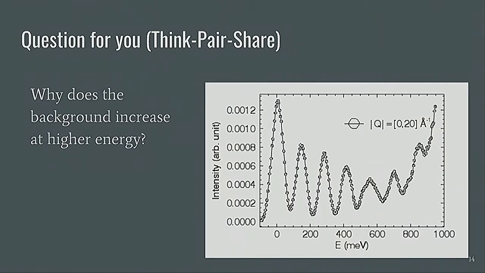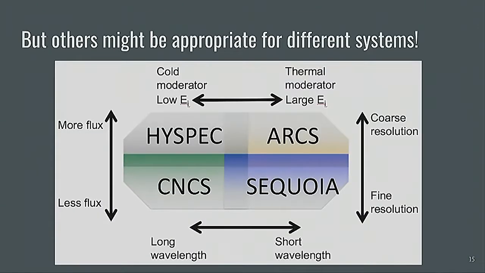We can't tell from this data whether that is or isn't true, but that's totally reasonable. The conclusion is that this background is from multiple scattering events. As you increase in energy, you're exciting more multiple scattering events, and that's why you're seeing an increase in intensity.